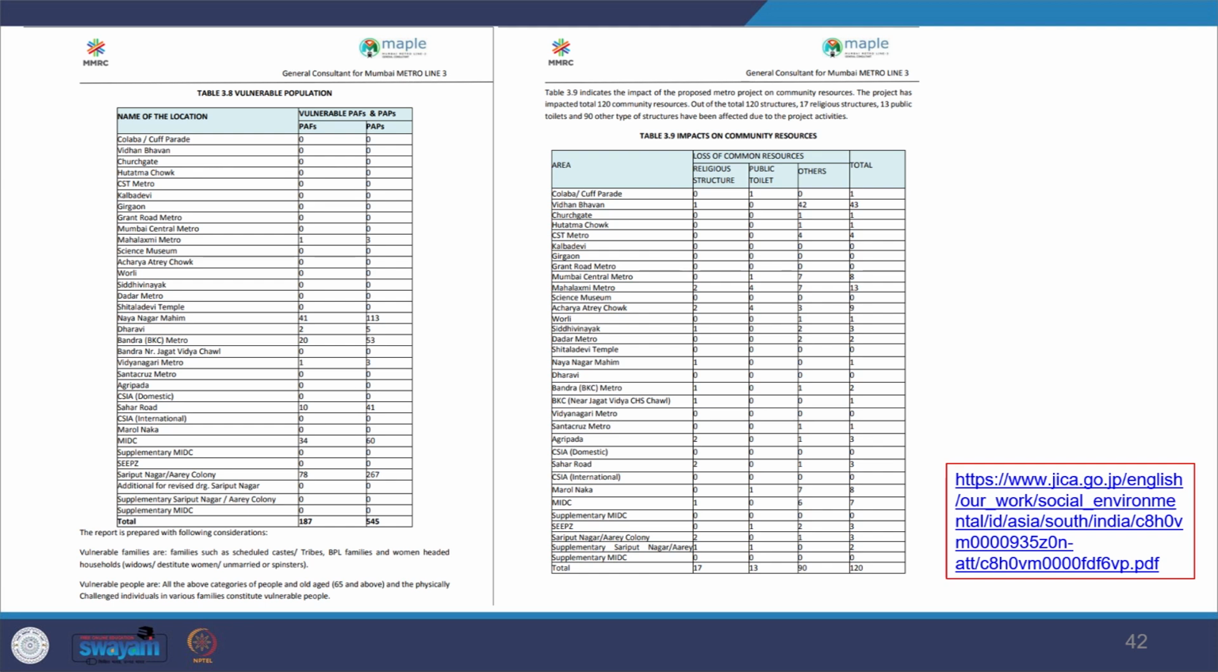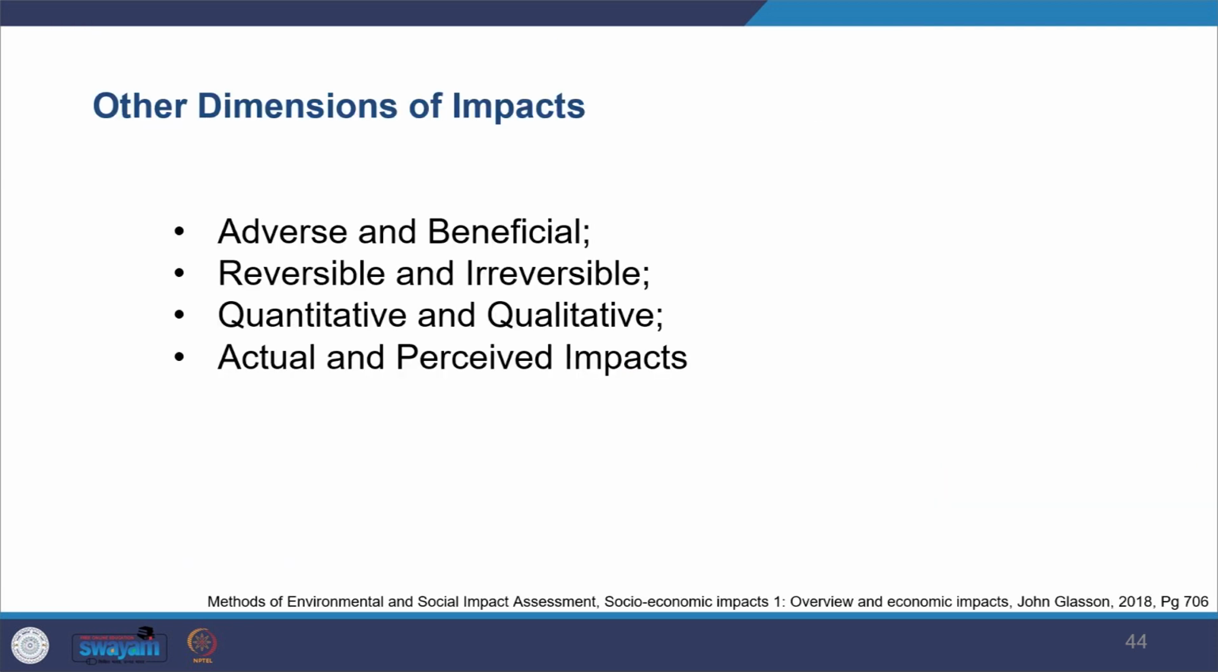And then you're also looking at how it is impacting the community resources. Apart from this, while dealing with scoping, you might also have to consider whether the impact would be positive or negative, whether it will be reversible or irreversible, whether it will be quantitative or qualitative. Can you capture that in a qualitative manner, or in a quantitative manner? And then you also need to look at what is the actual impact and what is the perceived impact. So all of that also needs to be considered.